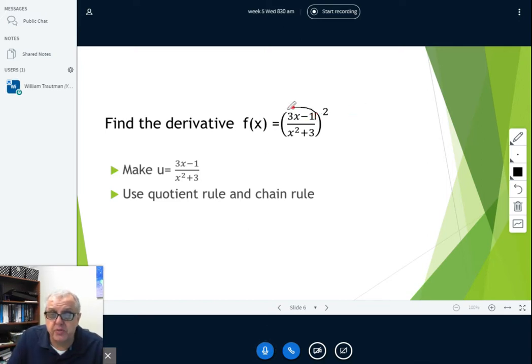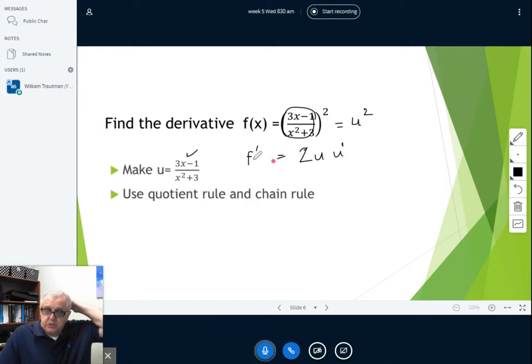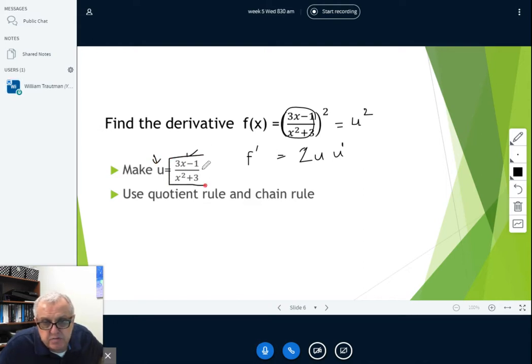We're going to call this whole thing here u. So what we have is u squared. And if I want the derivative of that, the derivative of u squared is 2u, and then u prime, derivative of u, right? You bring the 2 in front and you subtract 1. And you get 2u prime. So I know what u equals. I just have to find u prime, the derivative of this. Well, in order to take the derivative of this, you have to use the quotient rule.